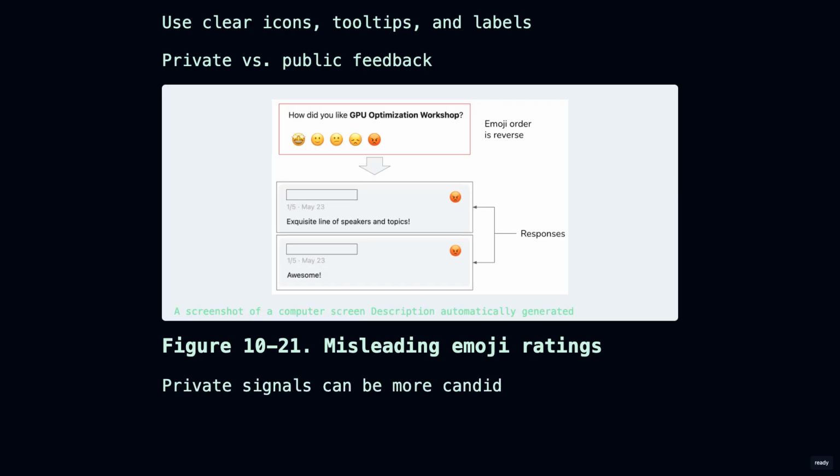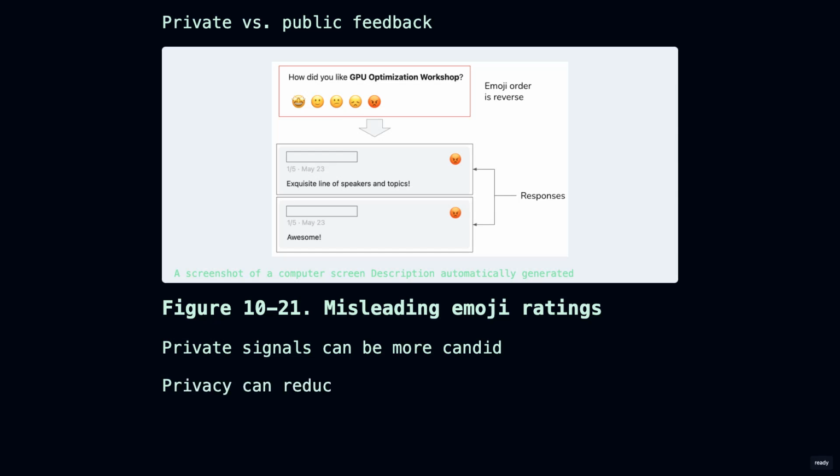Private feedback often improves honesty because people feel less judged. But hiding signals can also make systems harder to explain, especially when those signals affect recommendations or discovery. So the design choice is always a trade-off. More privacy can mean better feedback, but less visibility can make the product harder to understand. Good feedback design finds the balance that matches the product and the user's expectations.